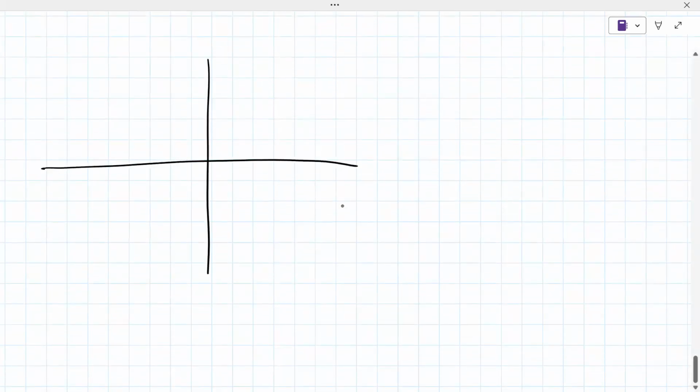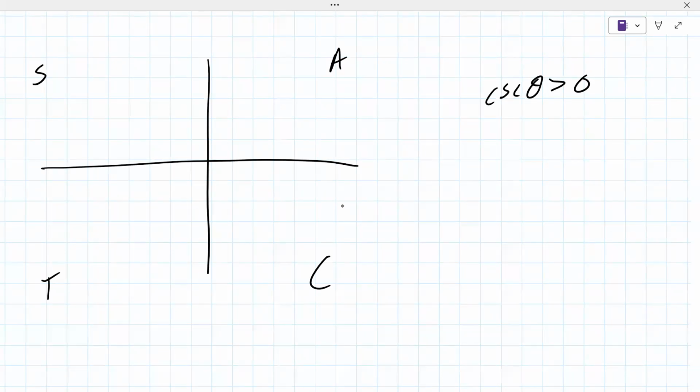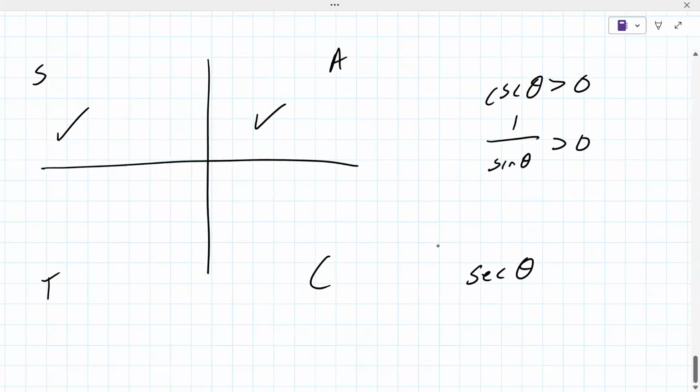Let's try another one here. Cosecant theta is greater than 0. Which two quadrants is that true in? And it's always two quadrants. Remember, cosecant is really like sine. So where is sine positive? Quadrant 1, I mean 2. And 2. Yes. Okay. So now where is secant of theta less than 0?